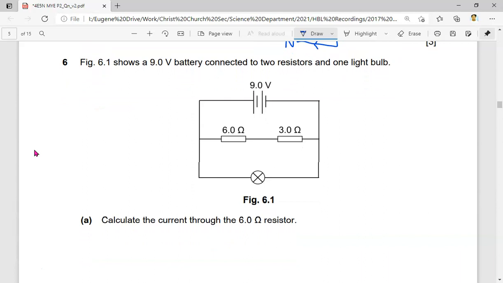Next, question 6. Figure 6.1 shows a 9.0 volt battery connected to 2 resistors and 1 light bulb.